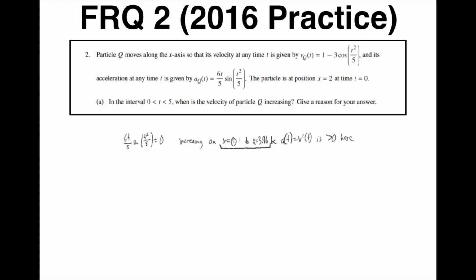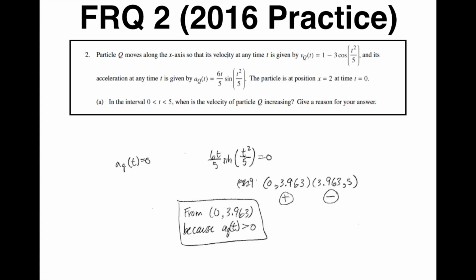Student B gives the following answer: increases on the interval x equals 0 to x equals 3.96 because a of t, which is v prime of t, is positive here. It looks perfect, and in many situations this would earn 2 points, but unfortunately, as you can see, that student did not give 3 decimals, only 3.96 and not 3.963, and therefore they did not earn the answer point. Their justification, however, is correct.